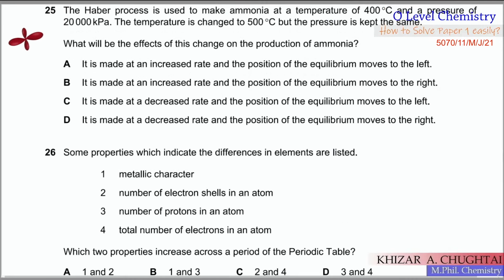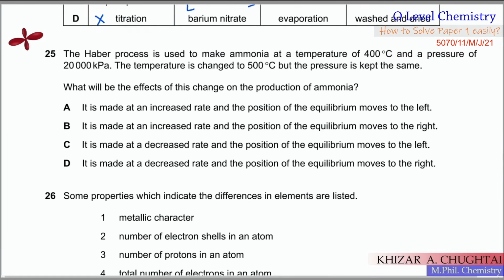25. The Haber process is used to make ammonia, at a temperature of 400 degrees Celsius and a pressure of 20,000 kilopascal. The temperature is changed to 500 degrees Celsius, but the pressure is kept the same. What will be the effect of this change on the production of ammonia? The rate is increased and the position of equilibrium moves towards the left.